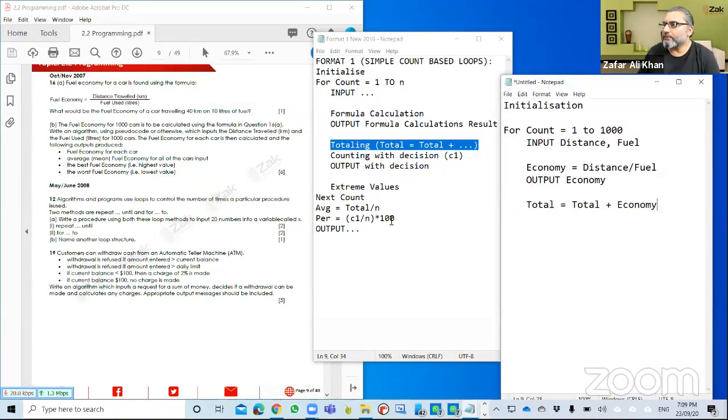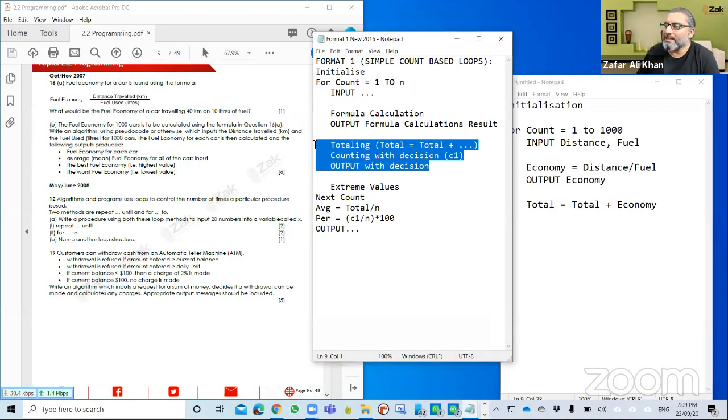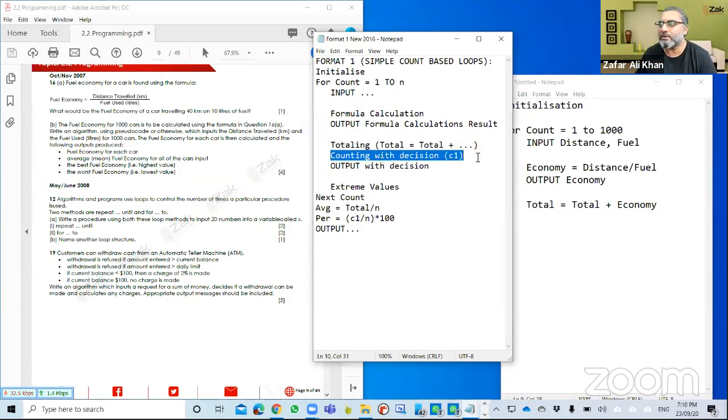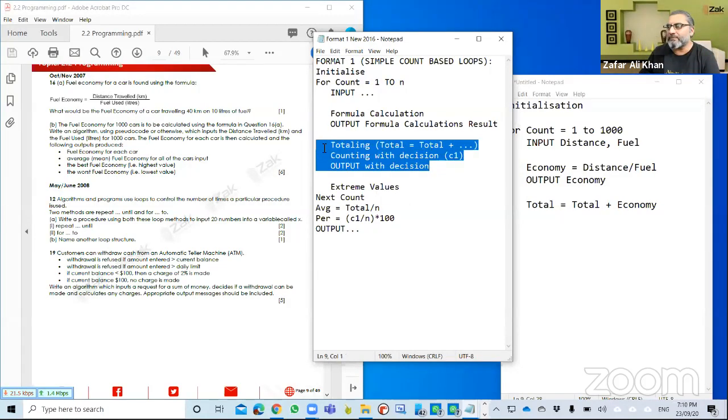Now out of this particular group, only one thing is asked at a time in one question, not more than one of these. So if it is totaling, no one is going to ask you about counting with decision or output with decision. If it is totaling, total is related to average. Percentage is related to counting with decision. We will do all those questions related to percentage later. So out of this group, if anything is asked, it is just one of these.